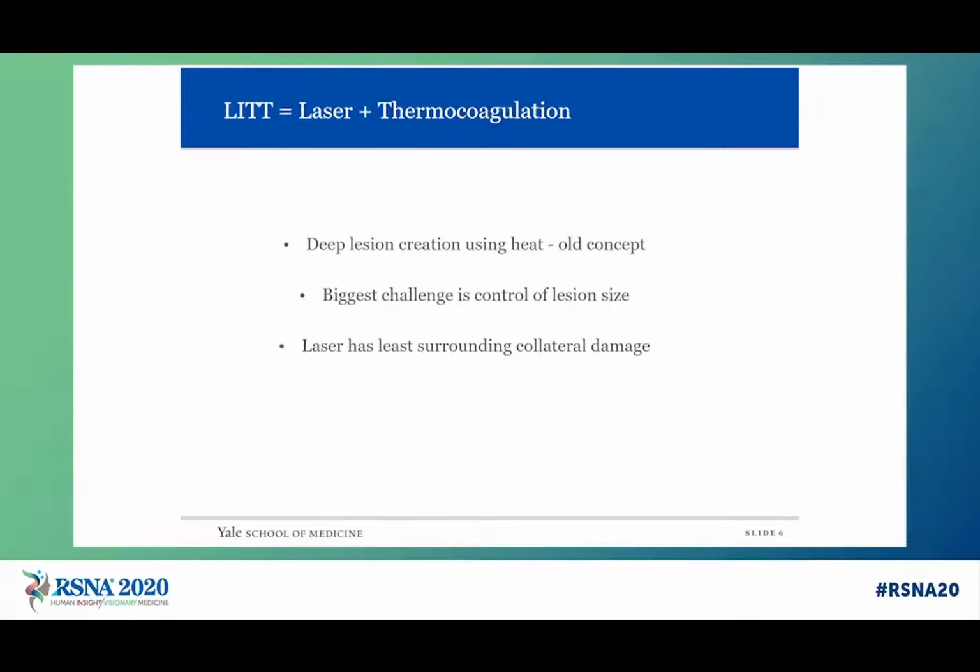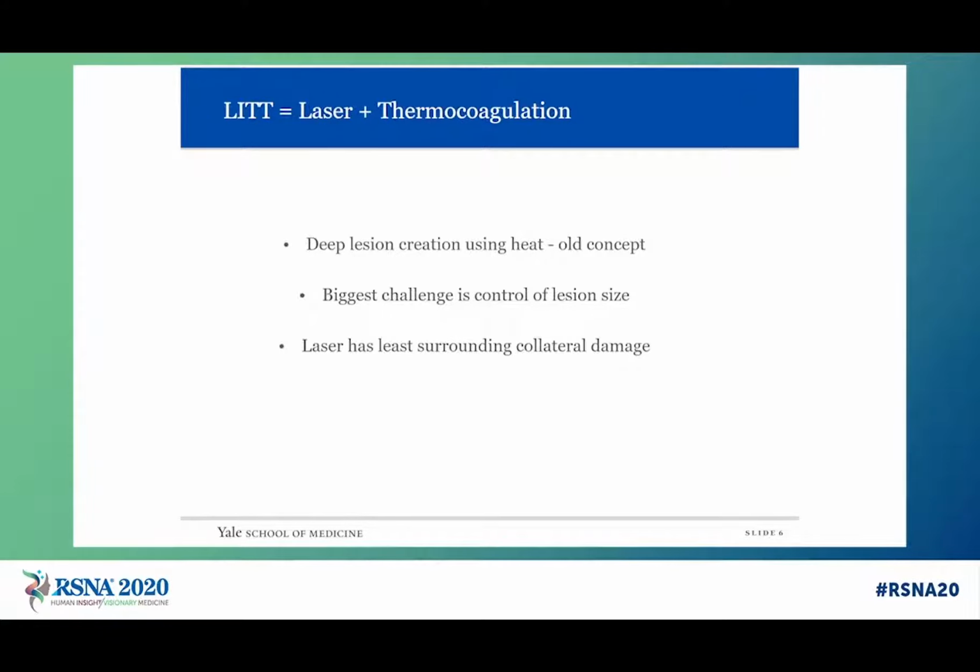And so I'm going to spend the rest of this talk on a whirlwind tour of a new surgical technique known as LIT, which stands for laser interstitial thermal therapy, or a combination of laser causing thermocoagulation. Conceptually, the use of heat for ablation of tumors or the creation of functional lesions in the brain using heat is not new. The biggest challenge has always been the ability to control heating size and minimize surrounding collateral injury.